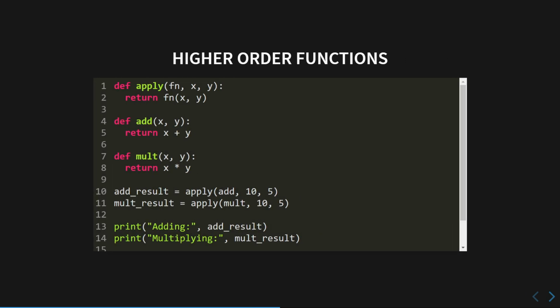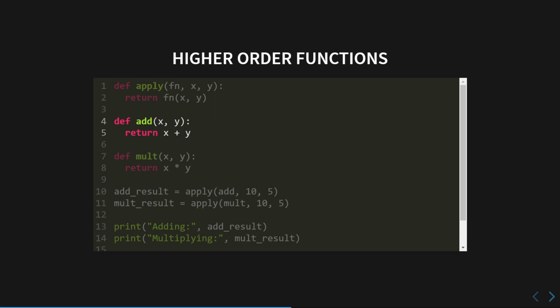So as a little example of a higher order function, let's look at this. I have a function here called apply, and this is our higher order function. It takes a function as an argument, it takes an x and it takes a y, and then it just returns the application of x and y to the function. So you call fn with x and y, and it returns it.